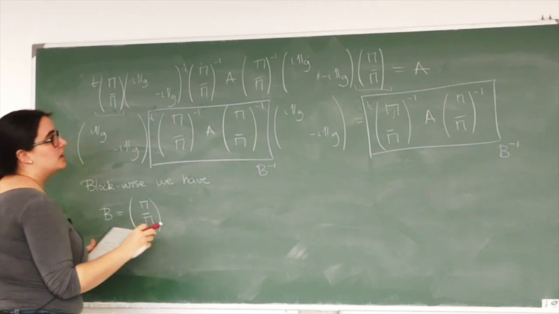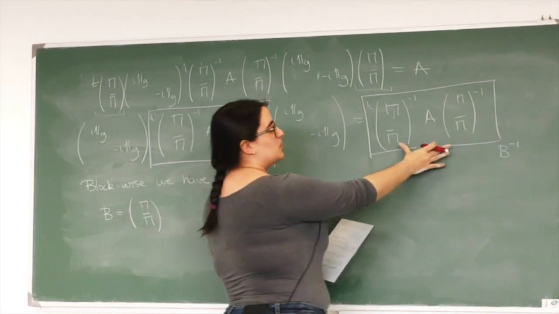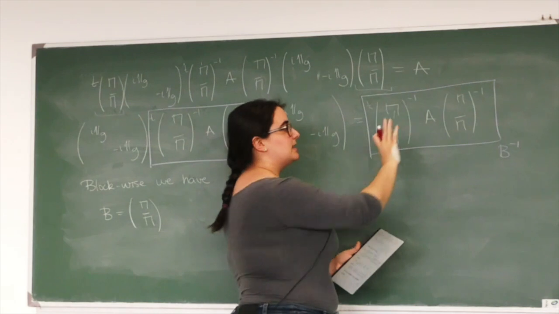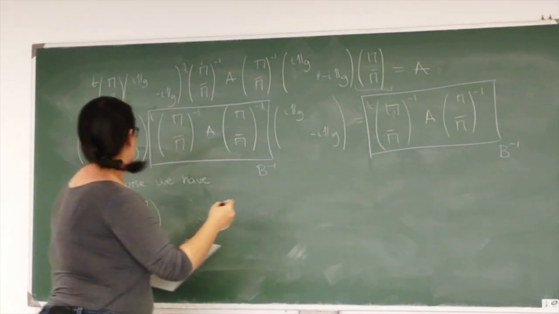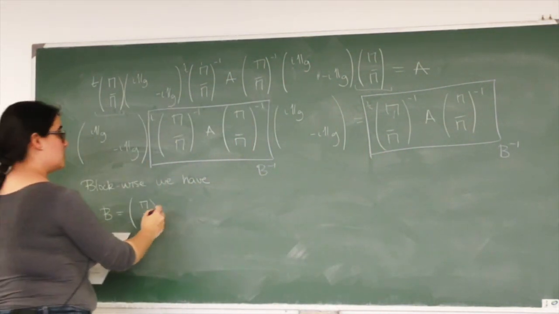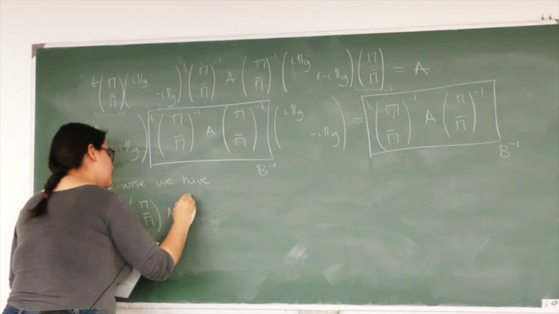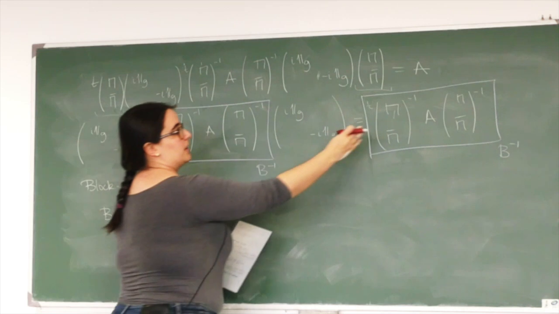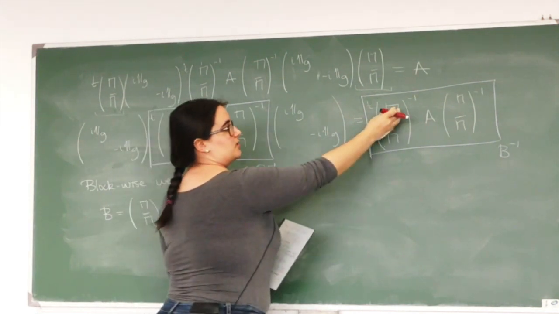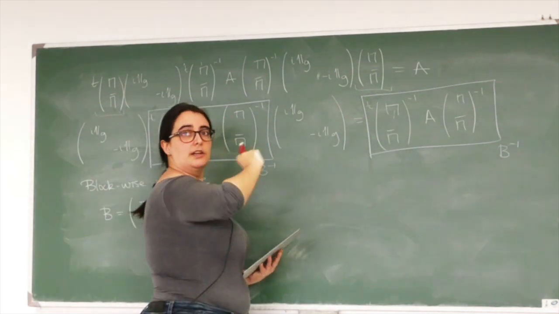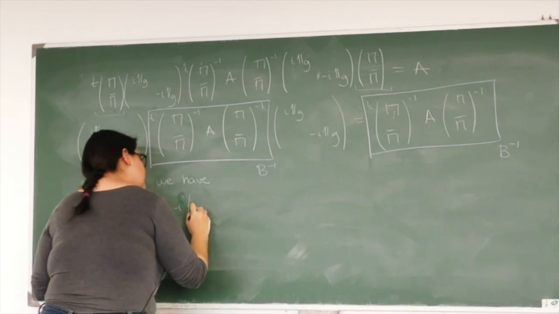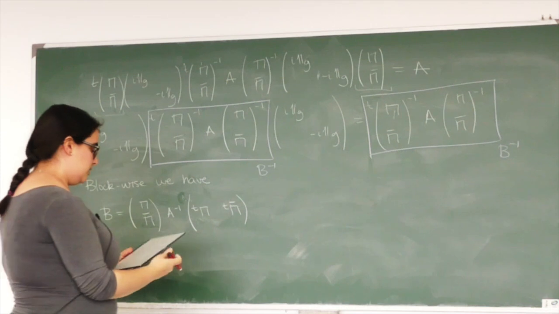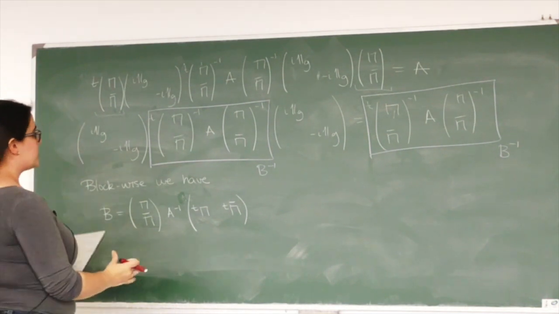So B is equal to pi bar. So now we take the inverse of this, so the transpose, as when we took the transpose, it switches the order of the matrices. So we have pi conjugate, A inverse, and the transpose of pi conjugate, which is just the transpose of the blocks in a row now. So we have transpose of pi, transpose of pi bar. And now we just take the product.